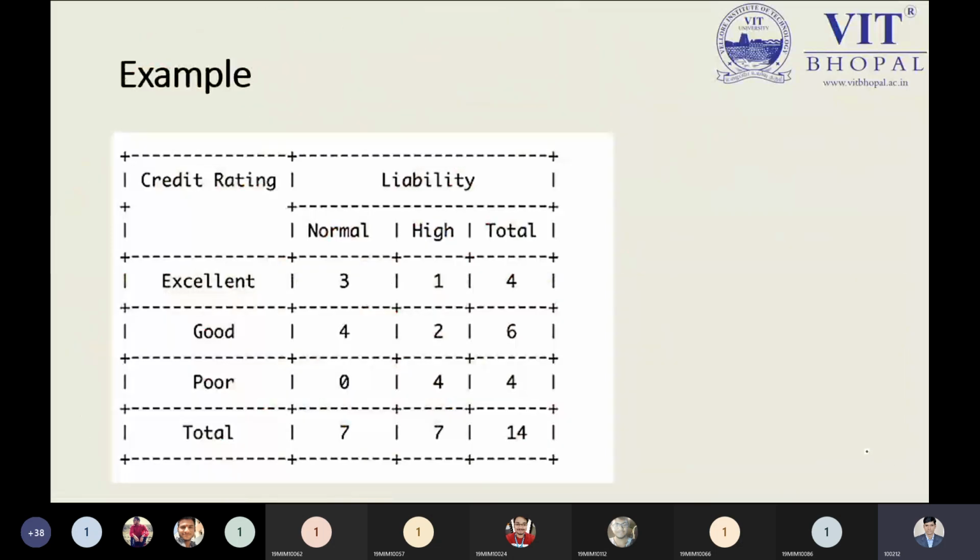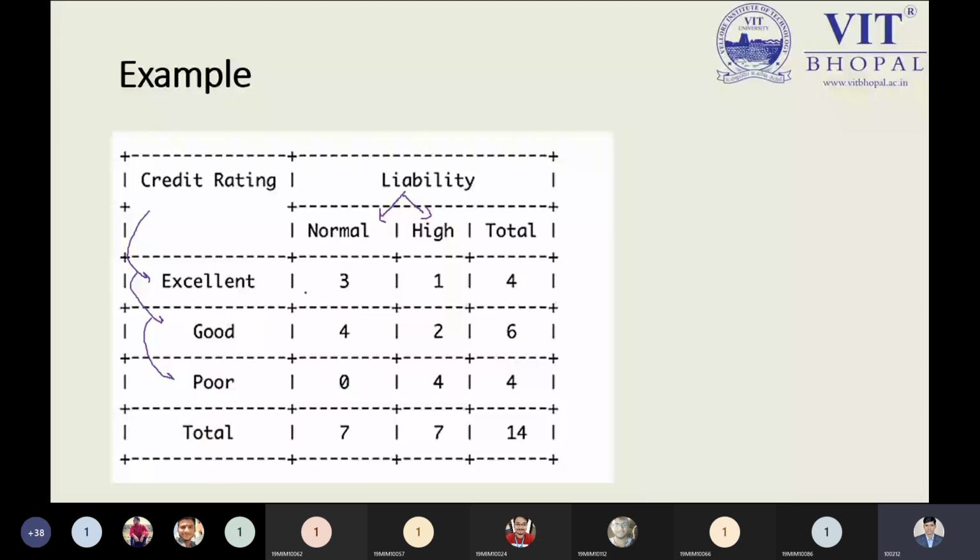So I have the calculated values. Here you need not worry about the search part. I am explaining this example. Here we have the credit score and the liabilities. We have to classify the data based on the liabilities. Liabilities are classified as high and normal, and the credit score can be classified as excellent, good, or poor. That is the point we have here.